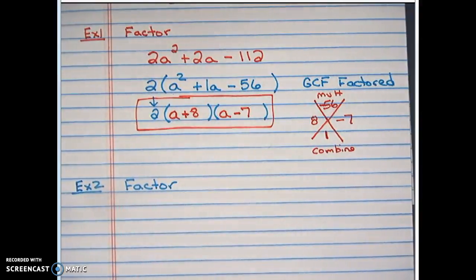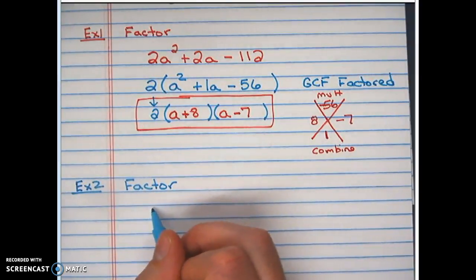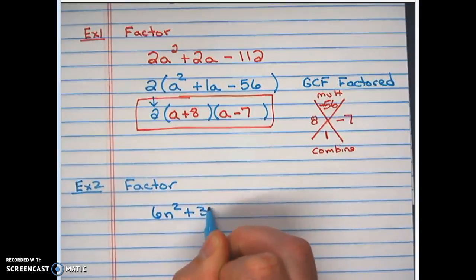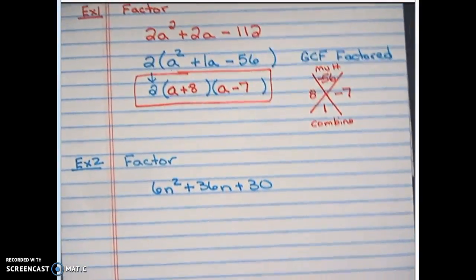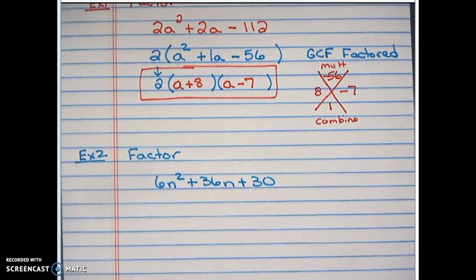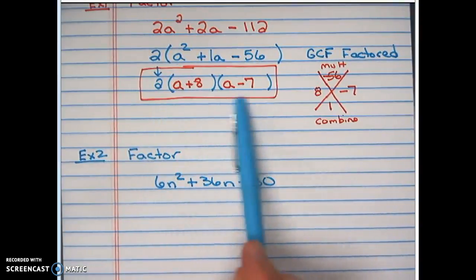If you need to pause the video to catch up, that's the nice thing about having a video, you can pause it. We're going to factor 6n squared plus 36n plus 30. Let's try to find the multiplication problem that would lead me to this. And it's going to look something like this in the end.